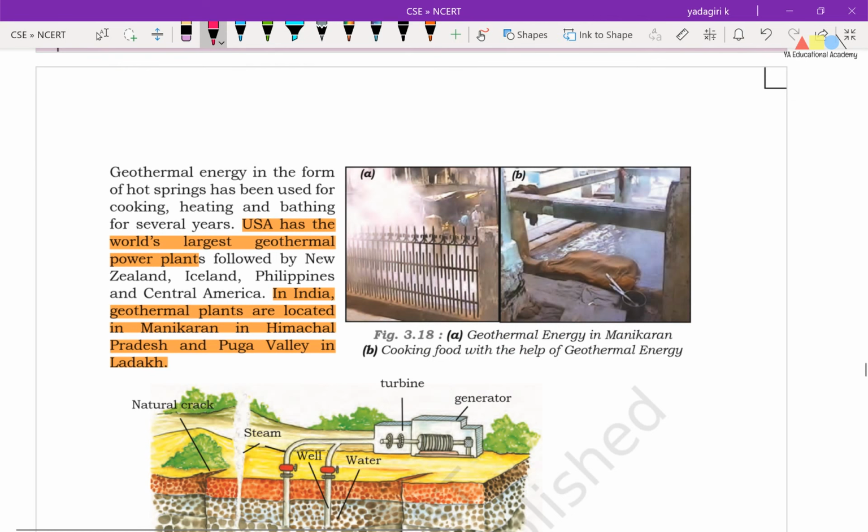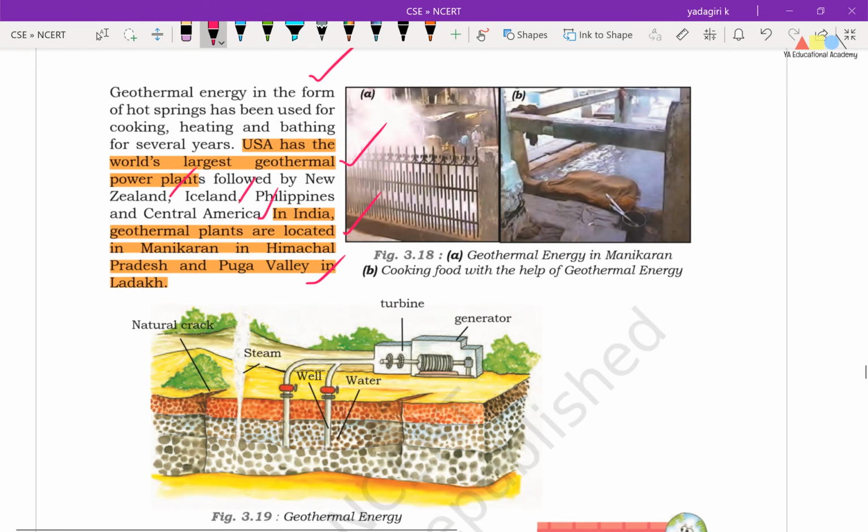Right friends, geothermal energy in the form of hot springs has been used for cooking, heating and bathing for several years, and USA has the world's largest geothermal power plants, and it is followed by New Zealand, Iceland, Philippines and Central America. Friends, in India, geothermal plants are located in Manikaran in Himachal Pradesh and Puga Valley in Ladakh.